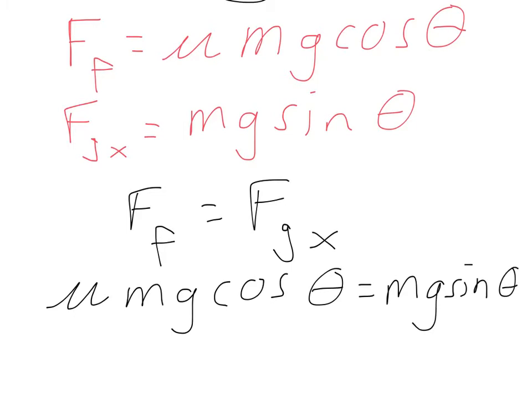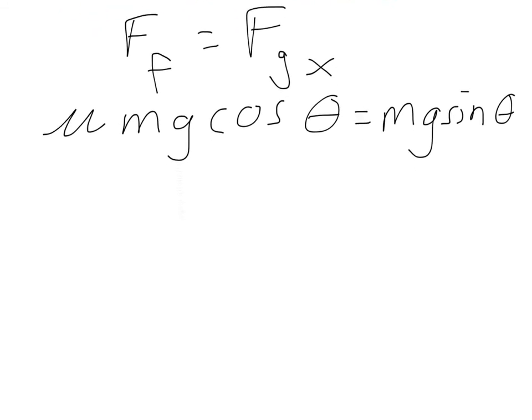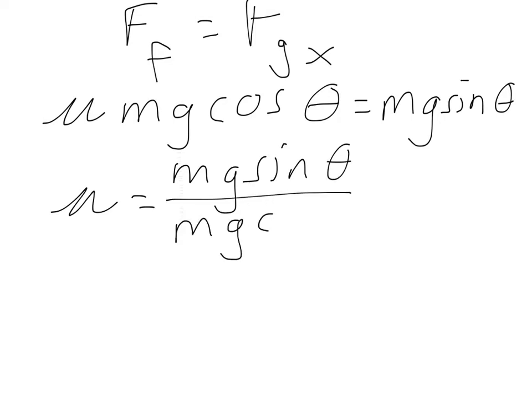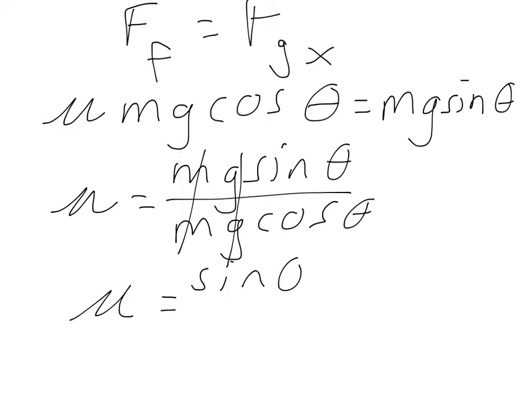When we then solve for mu, which is what our ultimate goal is, we end up with mu equals mg sine theta divided by mg cosine theta. The m's cancel out, the g's cancel out, and we get mu is equal to the sine of theta over the cosine of theta.